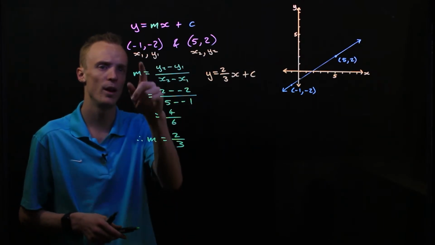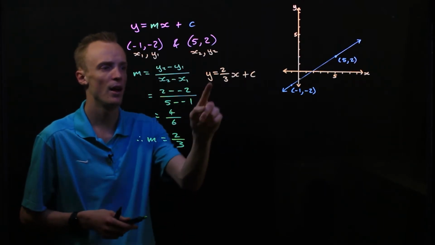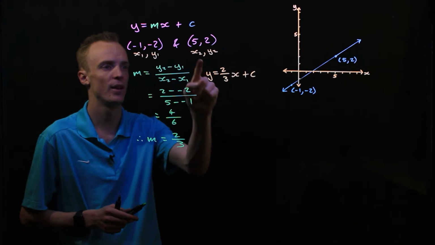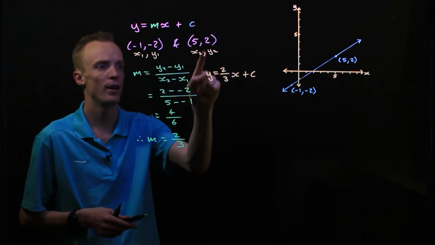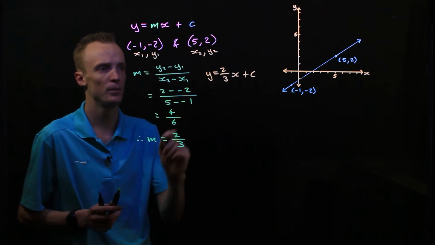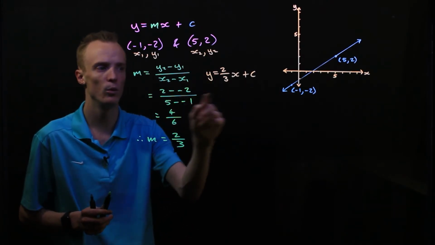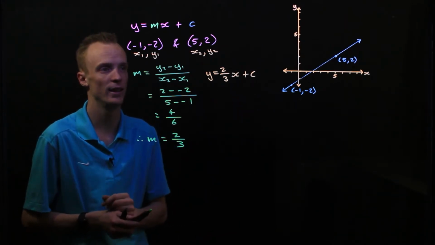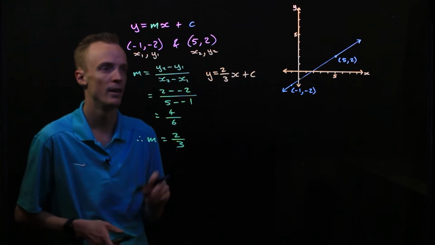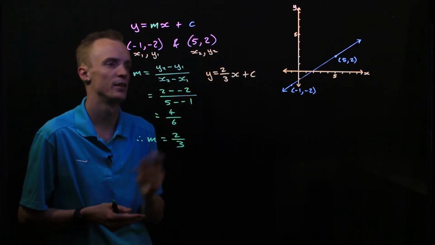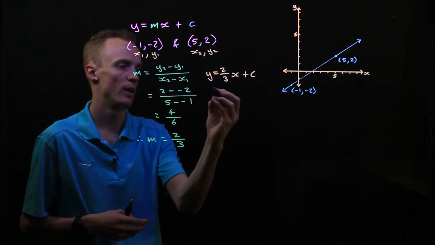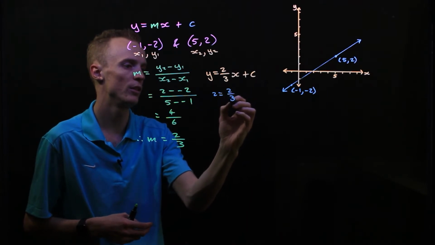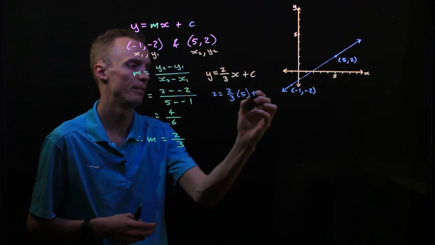Because I know that when our x is equal to -1, our y is equal to -2. Equally, I know that when our x value is equal to 5, our y value is equal to 2. So if I substitute our x and our y of one of our coordinates into this formula, I can then solve for my c and find what the y-intercept actually is. So let's have a go at that. Let's substitute this value here. So when our y is 2, our x is equal to 5. So that means I will substitute our 5 in here.